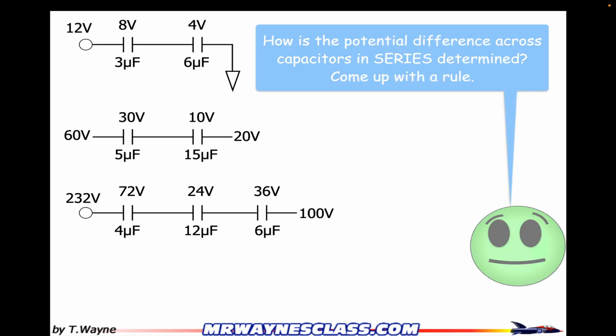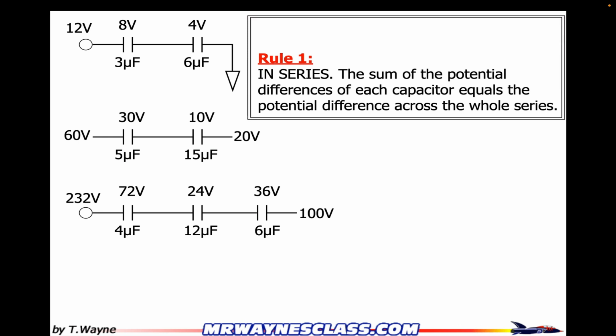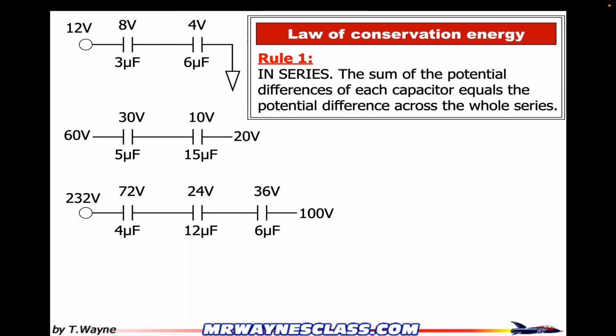When I look at this, I see my first rule as being, in series, the sum of the potential differences of each capacitor equals the potential difference across the whole series. This is actually conservation of energy, the law of conservation of energy. So if I look at the top circuit, I can see it starts at 12 volts and then it goes to 0 volts. That's our modern day symbol for ground. So it's 12 volts of energy, essentially, comes into it.